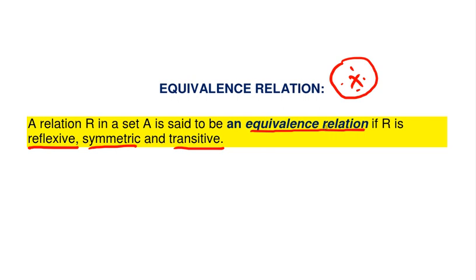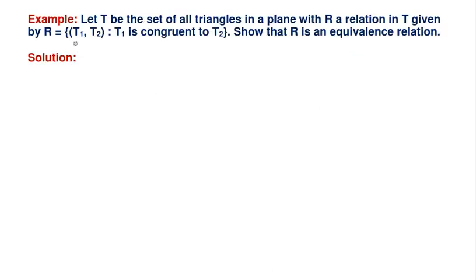We can understand this concept with the help of a few examples. If we look at the first example, T is the set of all triangles in a plane. In a plane we can draw many triangles: an equilateral triangle, a scalene triangle, a right triangle, an isosceles right triangle. Whatever it is, what do we call a plane figure with 3 sides? Triangle. T is a collection of triangles.